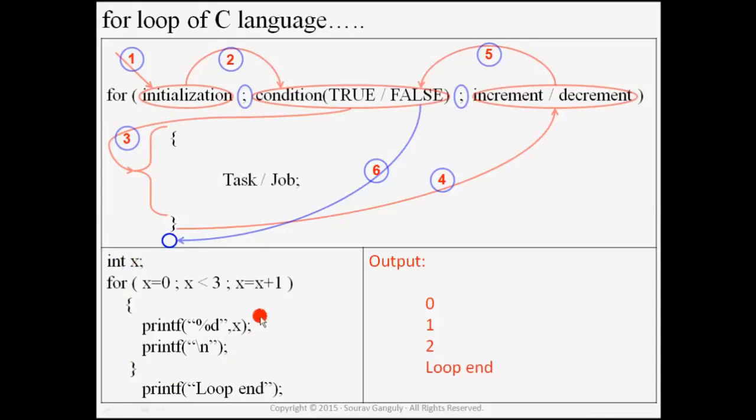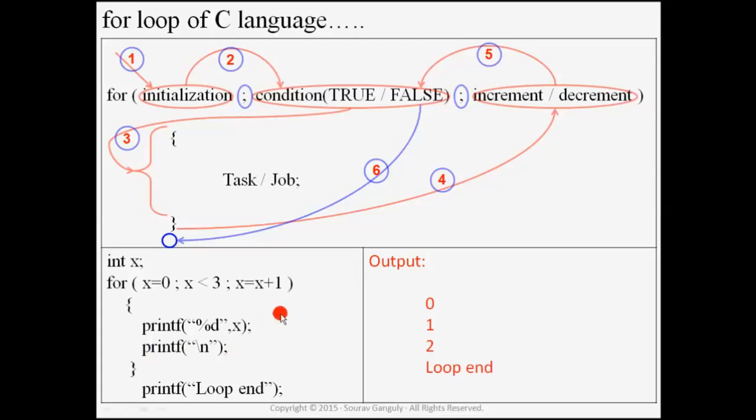Now consider this example. This is a variable x of type integer. Now we initialize x with 0, then we check the condition, that is x less than 3. That means 0 less than 3. If this condition becomes true, then the cursor comes here. It will print the value of x and then move the cursor to the next line. This \n means next line.